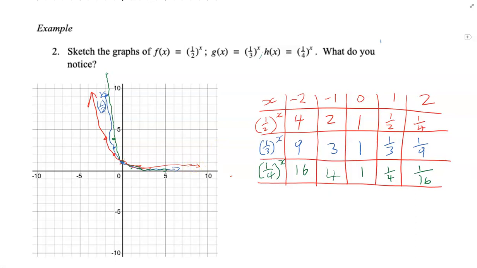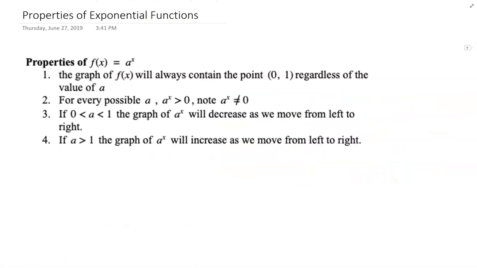Now we're going to put them all together. Properties of f of x equals a to the x. First of all, the graph of f of x will always contain the point 0, 1, regardless of the value of a. So if it is only a to the x, then the y-intercept will be at 1.